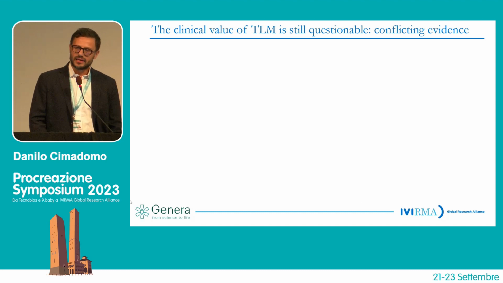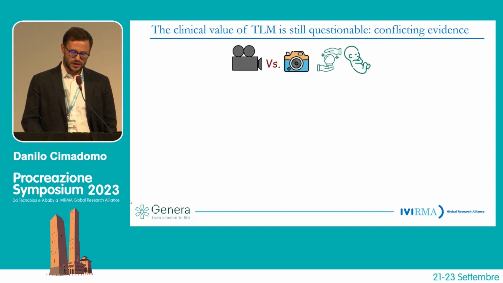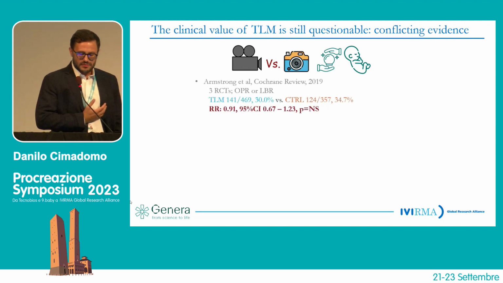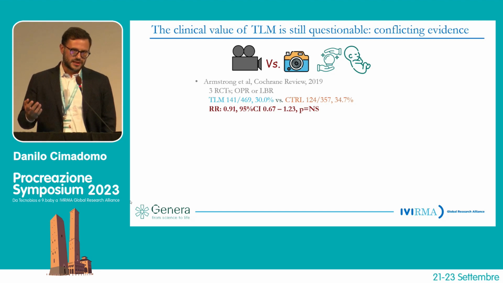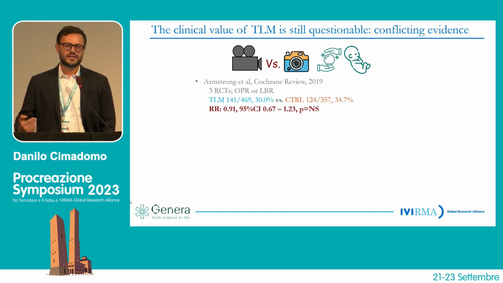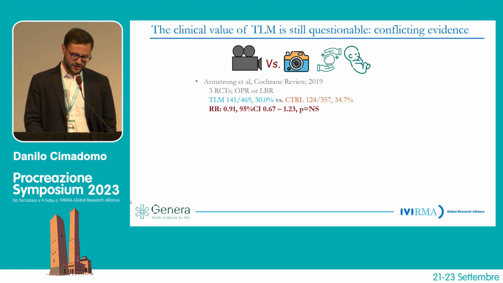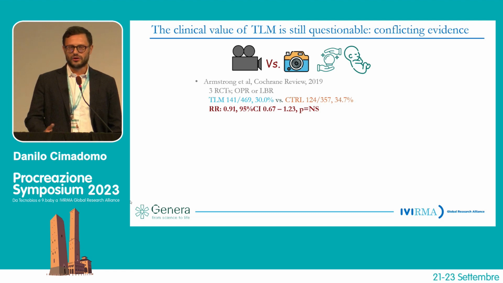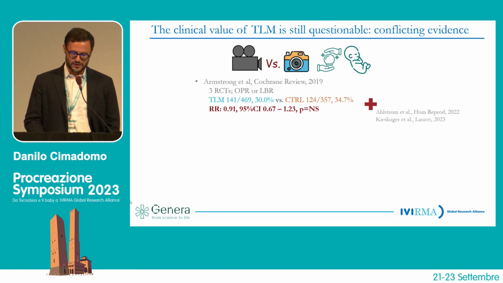But what does this mean clinically? I mean, is this really increasing our prediction of live birth per embryo transfer? So is it really increasing the efficiency of our assessment? Armstrong published this Cochrane review that was updated in 2019 that included 3 randomized controlled trials, and it was basically telling us that there was no increase in terms of prediction of live birth or ongoing pregnancy rate when you introduce time-lapse rather than static observation.